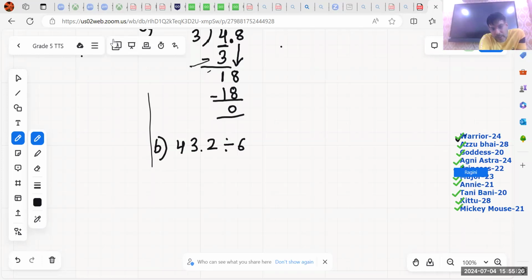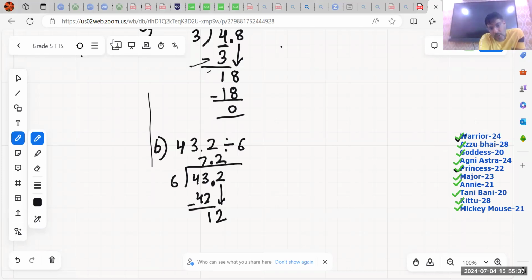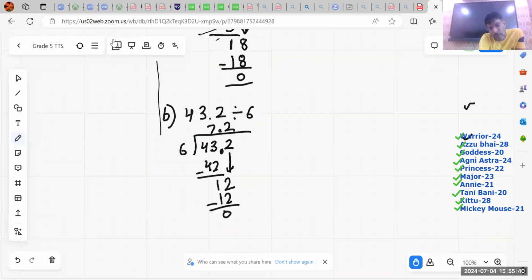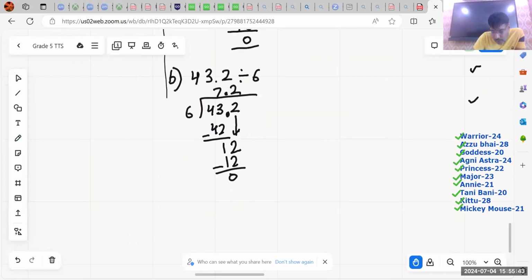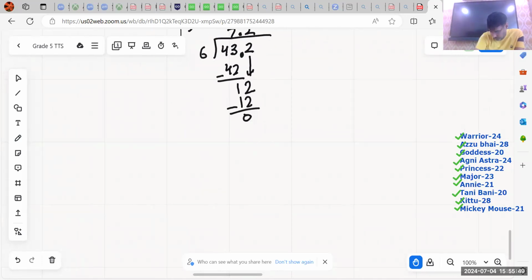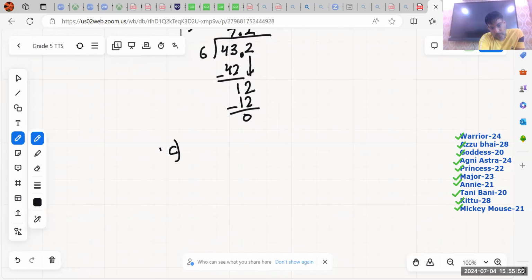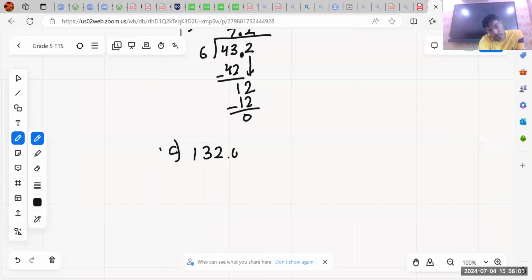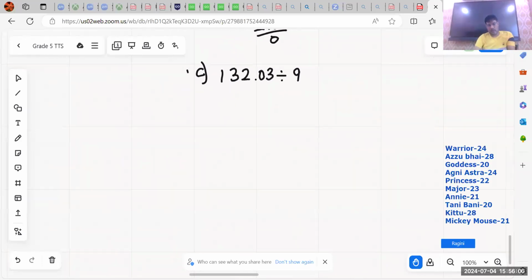All right. So everyone has done this correctly. So 6 sevens are 42. 1 will be my remainder. This decimal point will be carried over in the quotient. So 6 twos are 12 and it is solved. So my answer is 7.2. Good. Now we can do one more. Solve it.